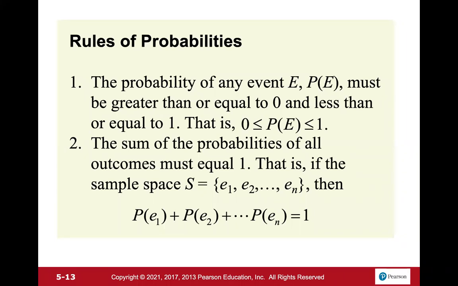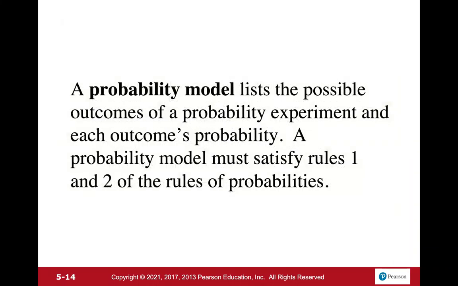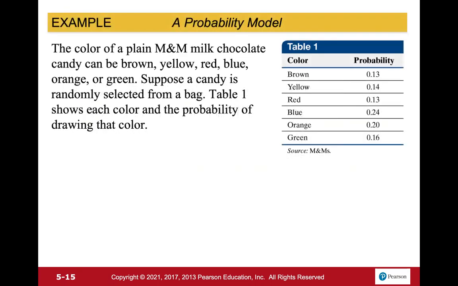If those two rules are satisfied, then we have a probability model. A probability model lists the possible outcomes of a probability experiment and each outcome's probability, and it must satisfy rules 1 and 2 of the rules of probabilities. So looking at this, the color of plain M&M chocolate candy can be brown, yellow, blue, orange, or green.